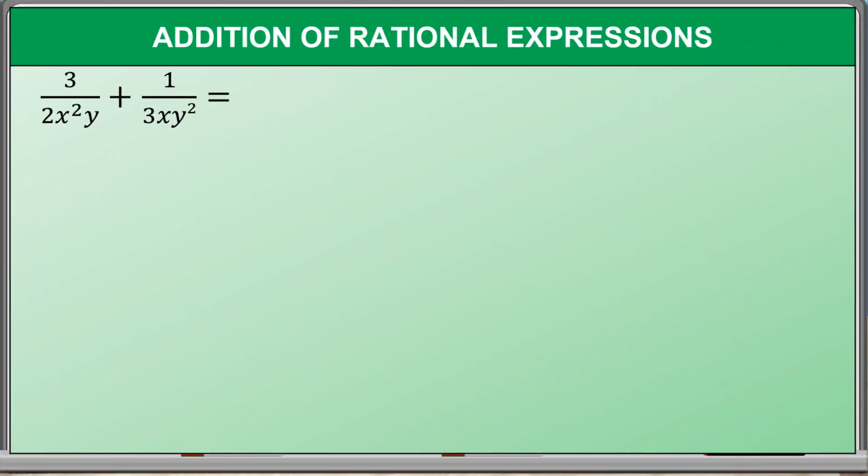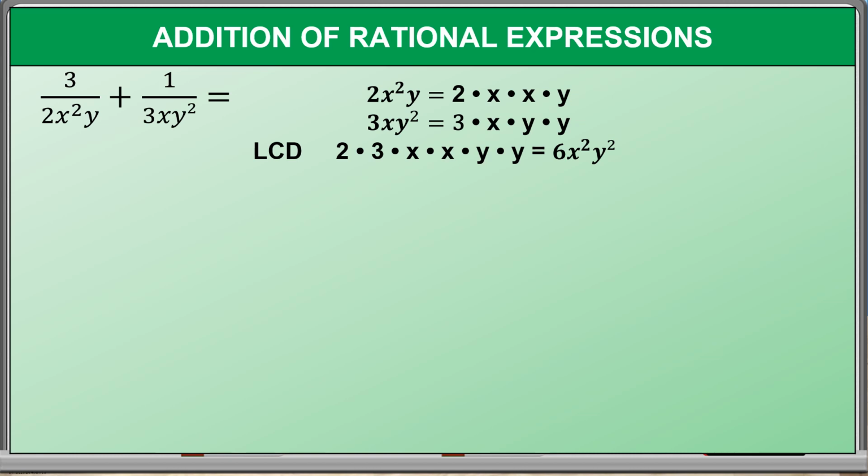Okay, let's have this one. So we are adding rae 3 over 2x squared y plus 1 over 3xy squared. So as you can see, di ba, meron tayong magkaibang denominator. So ano yung goal natin? Magkaroon tayo ng common denominator. Paano natin kukunin yon? By finding the least common denominator or the LCD. So yung 2x squared y, ano mga factors yan, di ba? 2 times x times y.